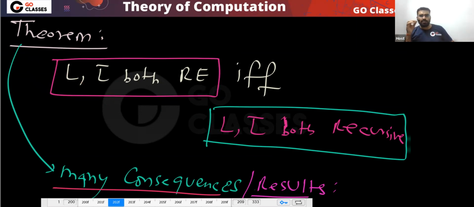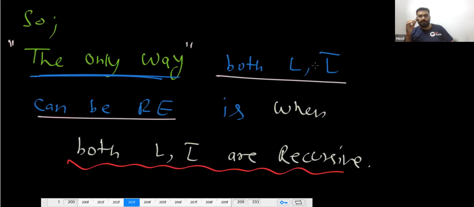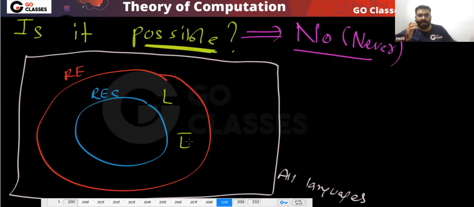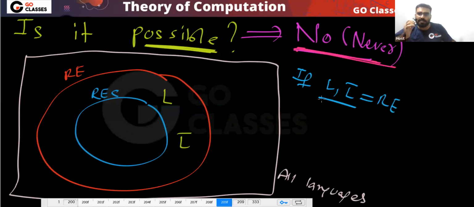Yes or no? This is what we have proven. The proof we have seen is that if L and L complement both are RE, then they both are recursive. So the only way they can be RE is when they are recursive. So tell me, is this possible, L and L complement here? This is not possible. Why? Because if both are RE, then they must be recursive. Then they must be here.